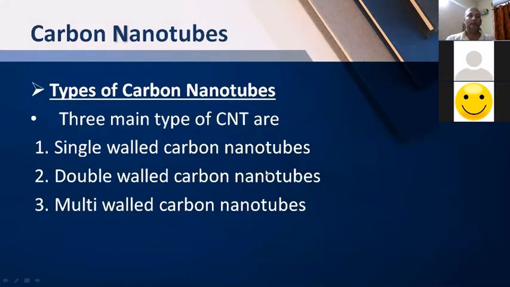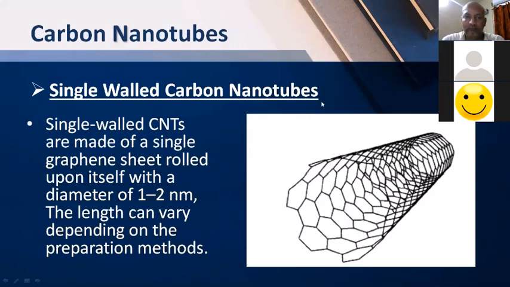Next, types of carbon nanotubes. There are mainly three types: single walled carbon nanotubes, double walled carbon nanotubes, and multi walled carbon nanotubes. Let's start with the single walled carbon nanotubes. Single wall carbon nanotubes are made from a single graphene sheet, which is rolled up to make the single wall carbon nanotube.